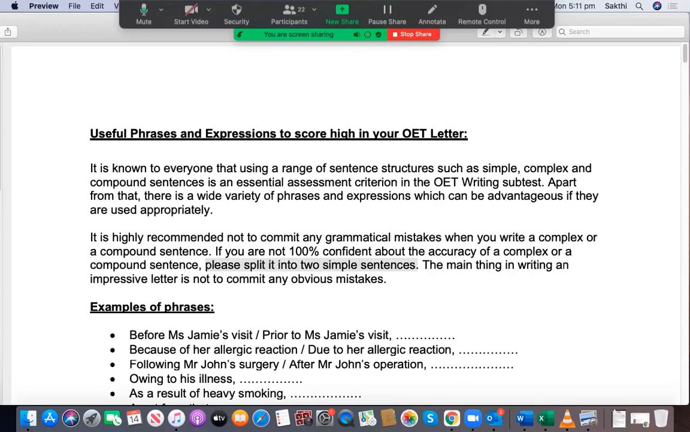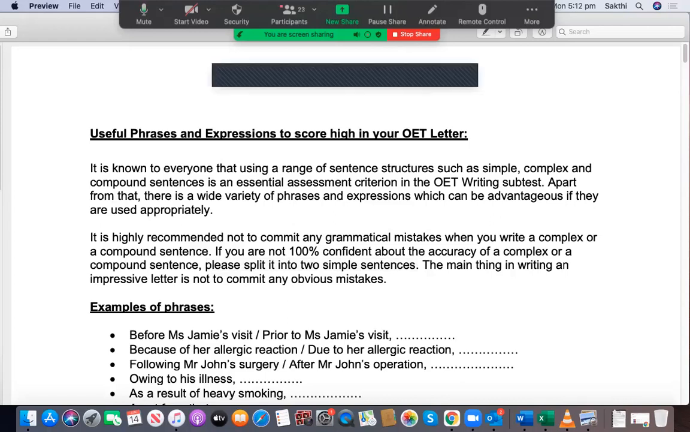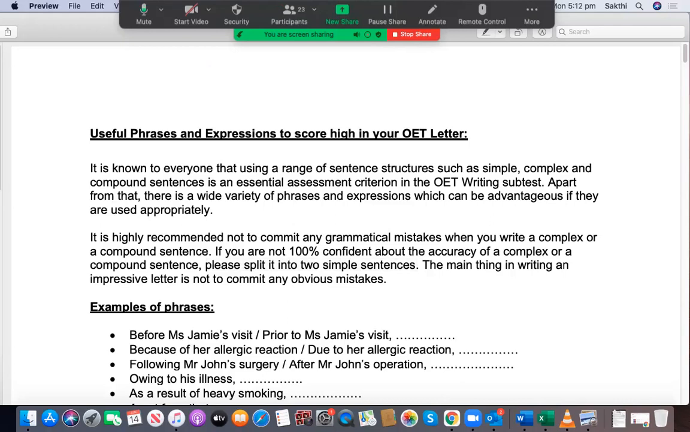All right. Because although they expect you to use a range of sentence structures, it doesn't mean that you have to use only the complex or the compound sentences throughout your letter. You can have some simple sentences if you feel that the sentences you're writing are not grammatically correct. Okay. So the bottom line, the main thing in the writing section, is that you should not commit any obvious mistakes. That is going to be one of the major things which can put you at risk of losing your marks in the OET writing subtest.